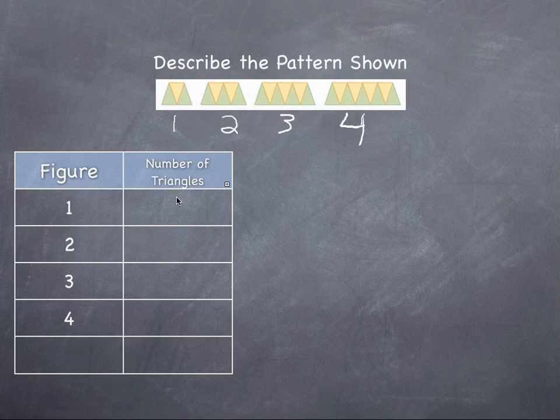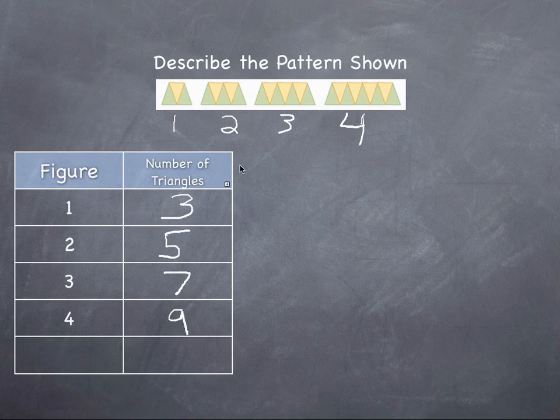And then in each figure there's going to be a number of triangles. So in figure 1, how many triangles do we have? That's right, we've got 3 triangles in figure 1. There's 2 green ones and 1 yellow one. In figure 2, we've got 1, 2, 3, 4, 5 triangles, 3 green and 2 yellow. Figure 3, we've got 7, 4 green, 3 yellow, and figure 4, we've got 9 of them.